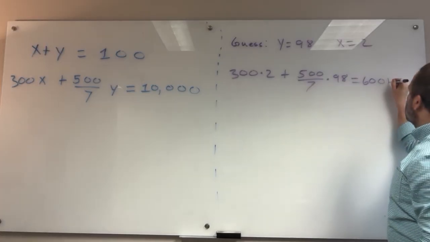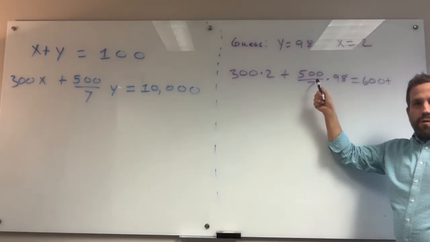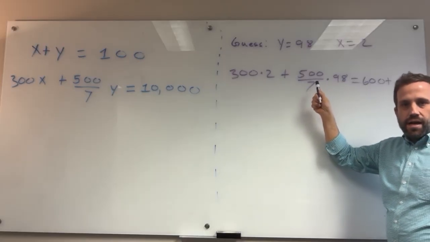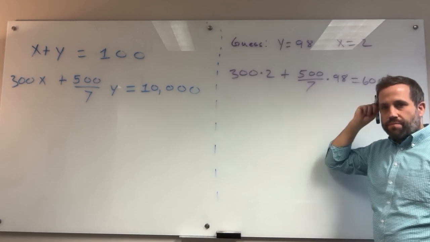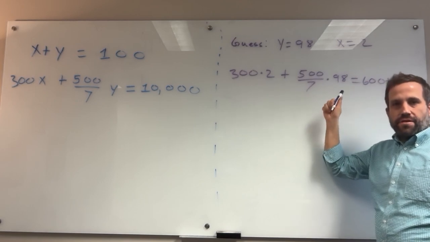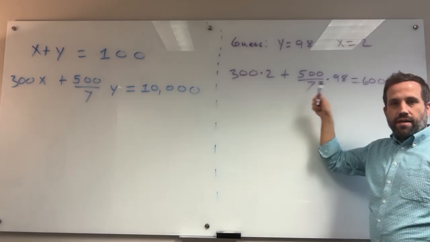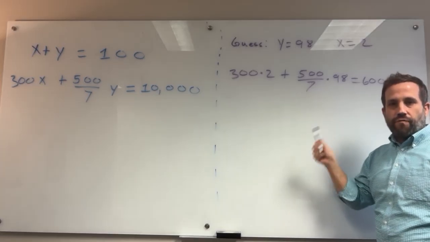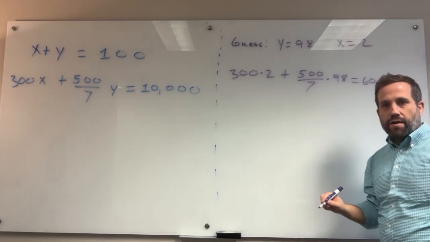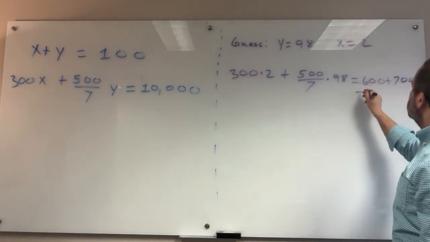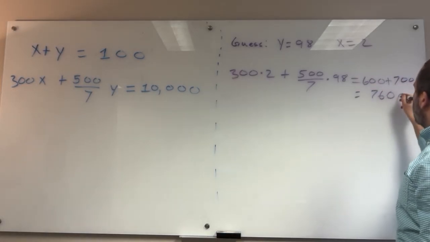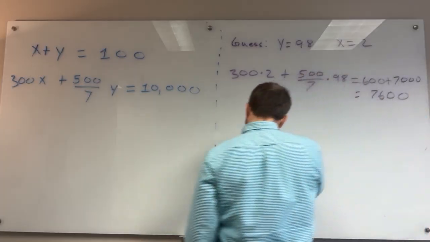Now, how am I going to do 500 times 14? Well, obviously it's a lot of fun just doing this on a camera, but for 500 times 14, I'm going to think about 1,000 times 14, which is going to give me 14,000, and then divide by 2, which is going to give me 7,000. And so we've got 7,600.